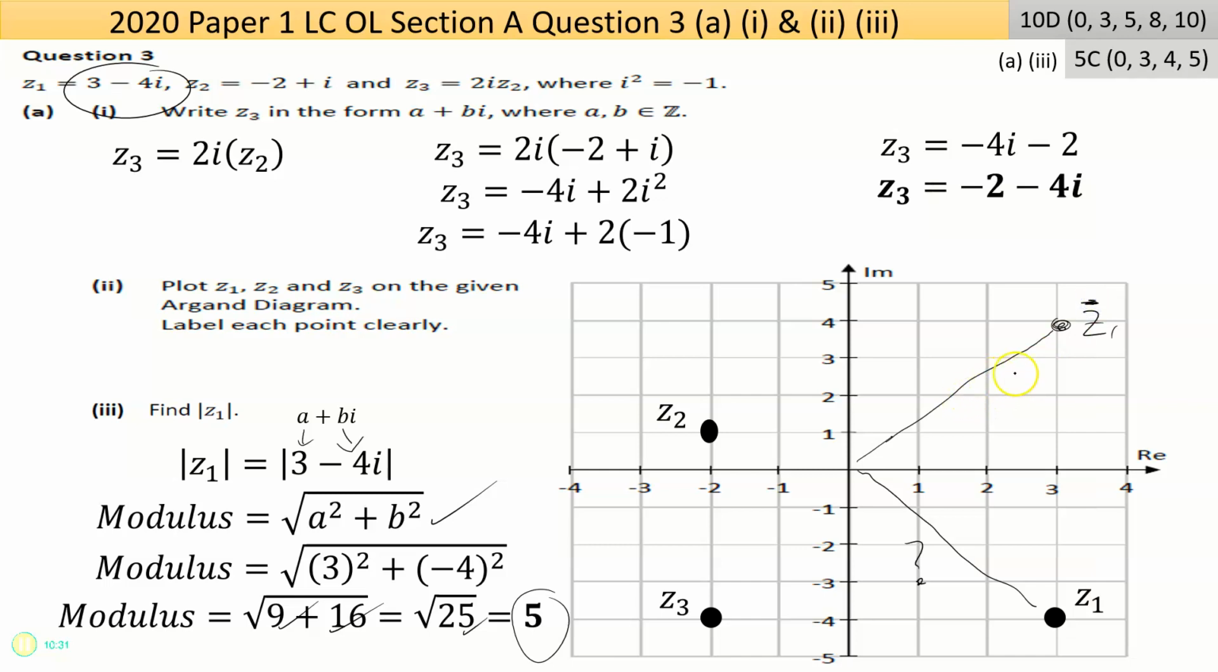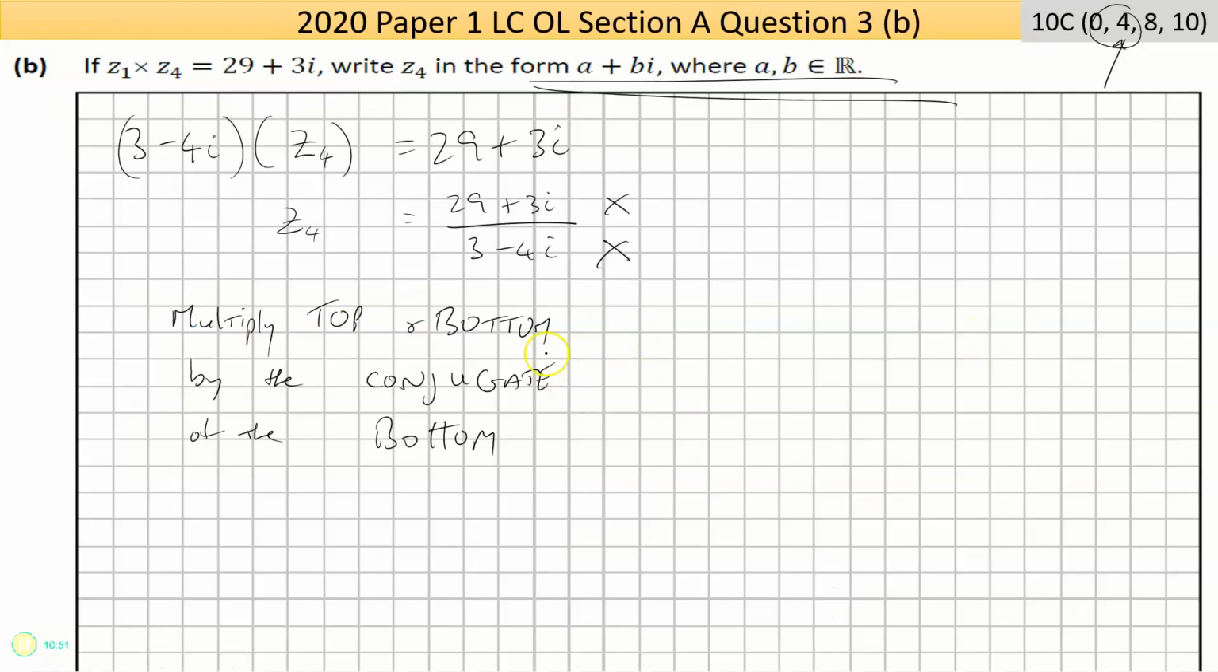So the way to find that, simply, is if this is 3 minus 4i, well, what's this? 3 plus 4i. So the simplest thing we learn off, I suppose, to find the conjugate of any complex number, is just change the sign in front of the i. Happy days. So what's the conjugate of 3 minus 4i? It's 3 plus 4i. So I'm multiplying top by 3 plus 4i and bottom by 3 plus 4i.